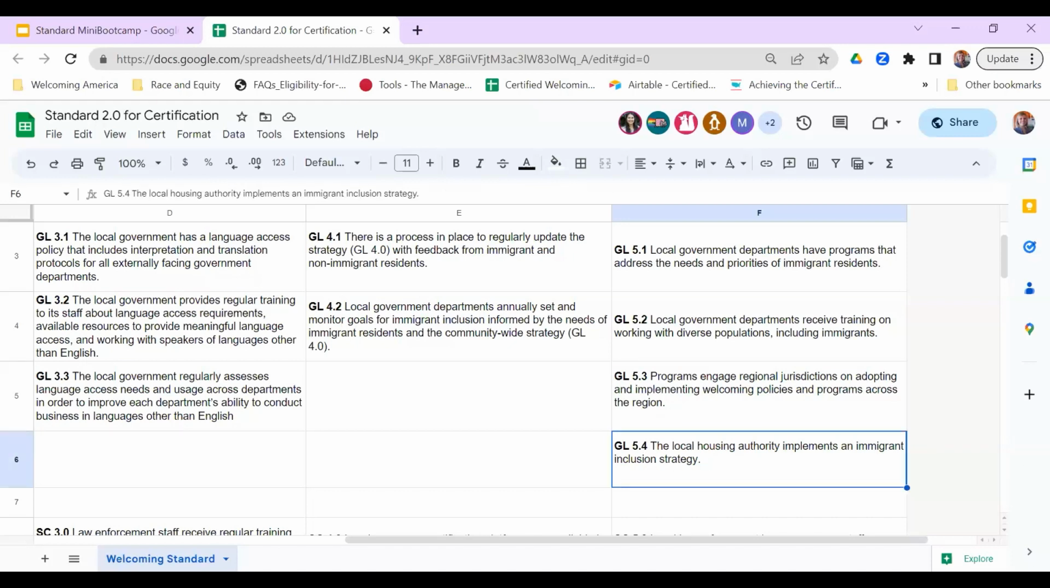And then the last one here is that the local housing authority implements an immigrant inclusion strategy. Housing authority being named, sometimes they have been under the local jurisdiction, but typically not. Depending on what your state looks like, that work may or will be different.